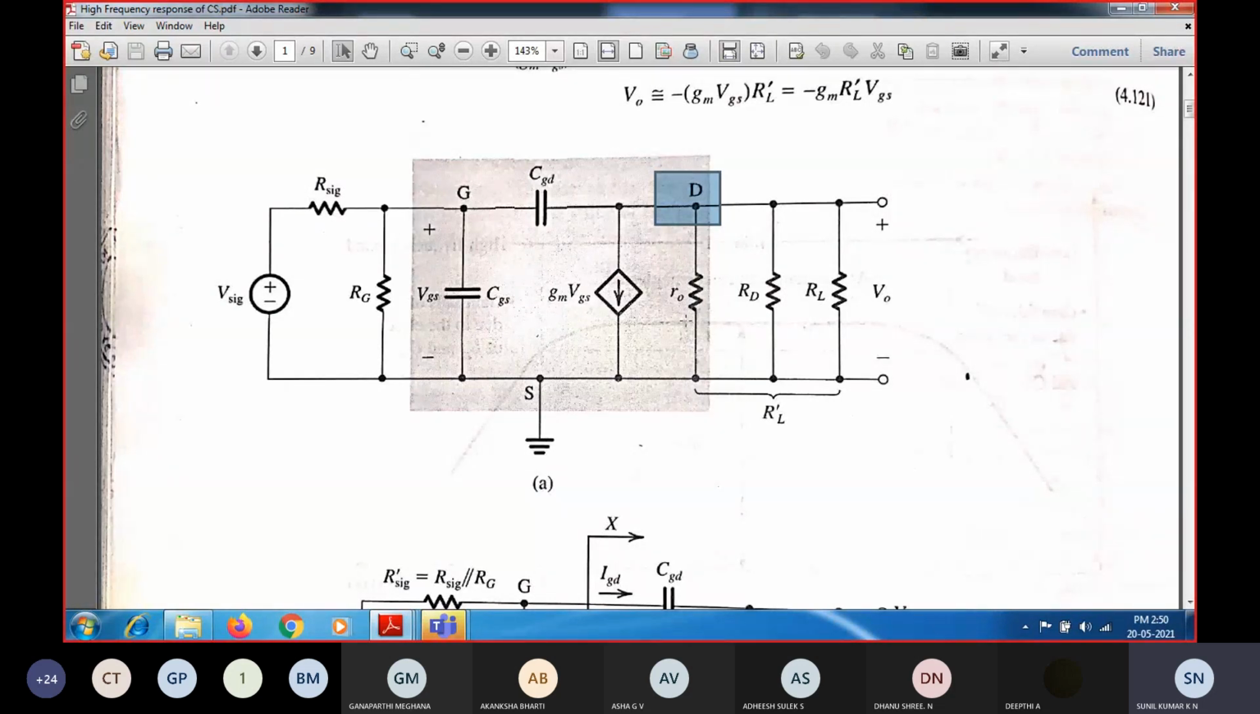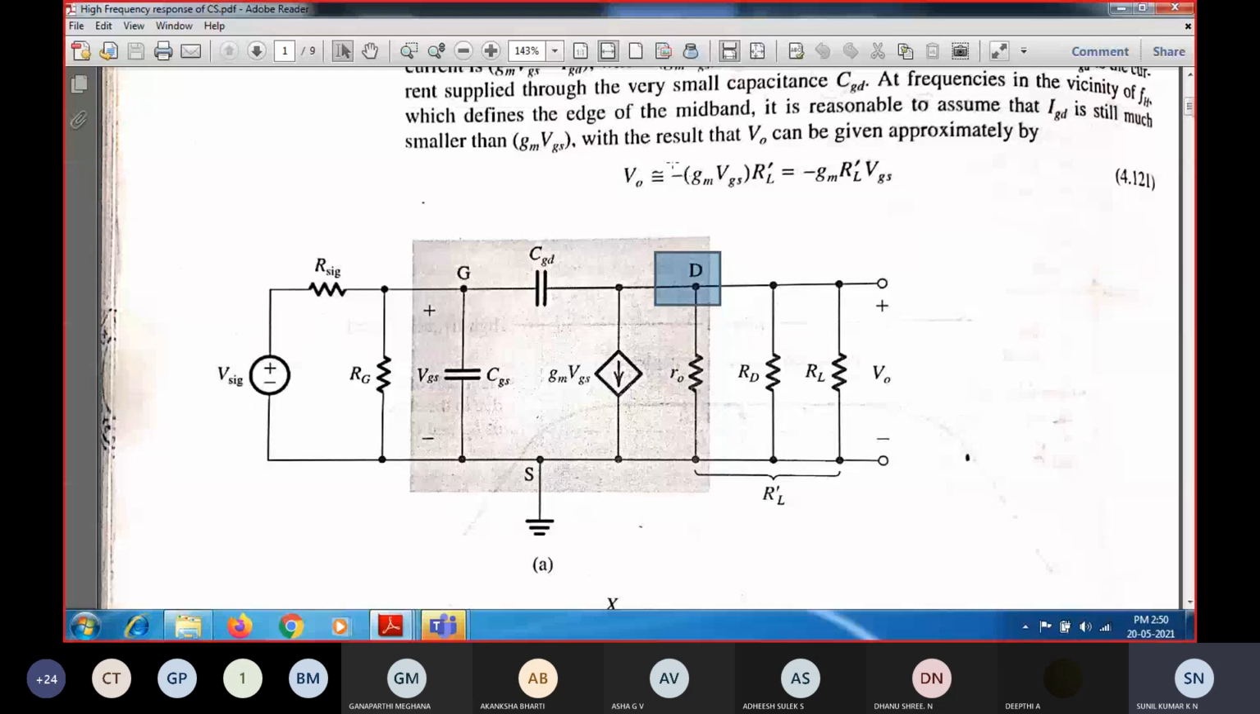Whether you are understanding or not? So this is the output voltage. Output voltage is nothing but current multiplied by the resistance. The resistance is RL dash, and RL dash is nothing but R0, RD and RL in parallel. So RL dash into GM into VGS. This is the output voltage expression.